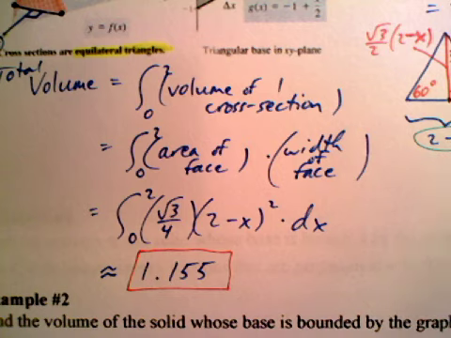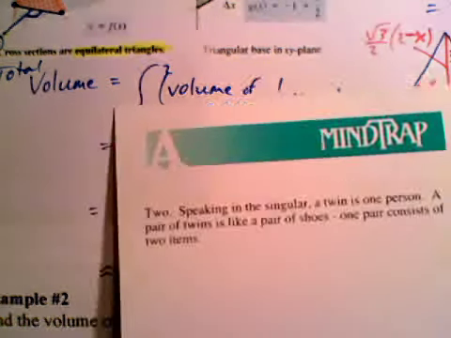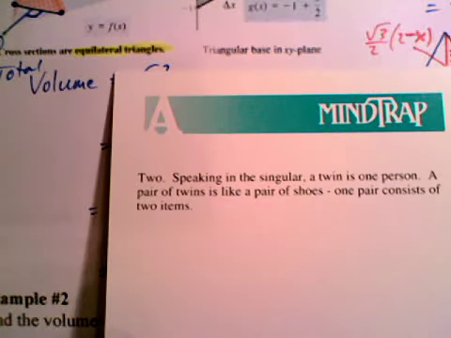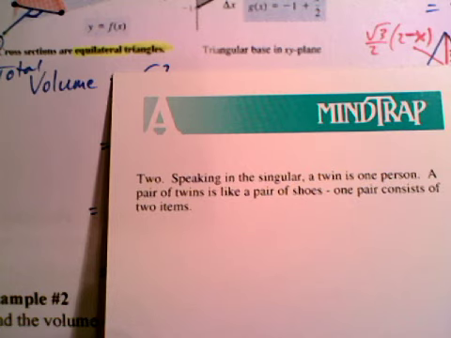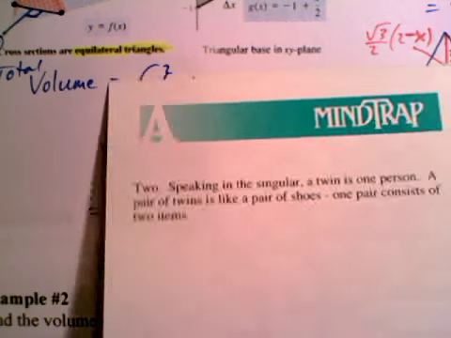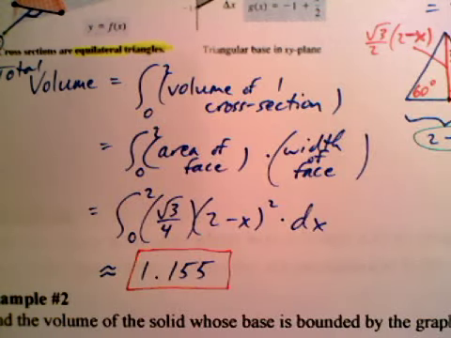Oh, a pair of twins is how many people? That would be two. Speaking in the singular, a twin is one person. A pair of them are like a pair of shoes. One pair consists of two items. You probably already knew that anyway. You guys are so clever.